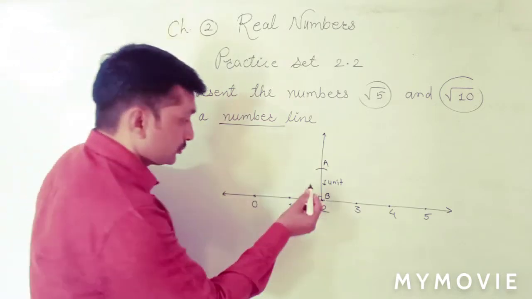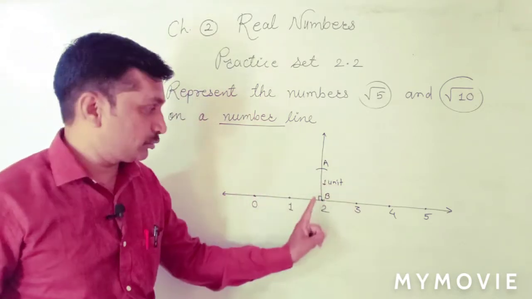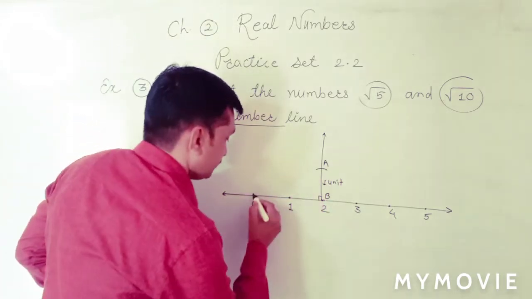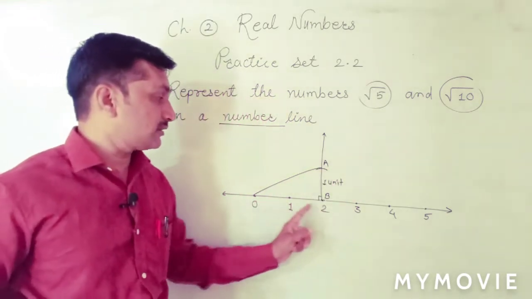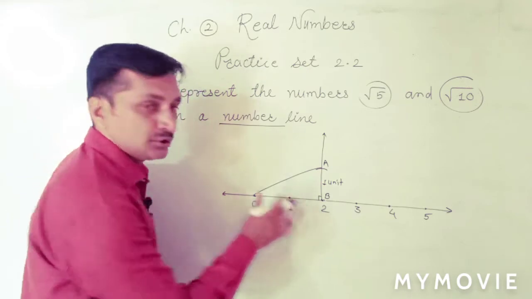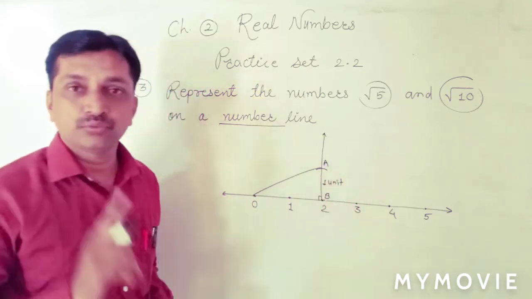Now you see here OBA is a right angle. The perpendicular is here. Join OA with the scale. It will be a right angle triangle. Now here right angle triangle OBA is formed. What is the distance OB? 2 units. What is the distance of this AB? 1 unit.